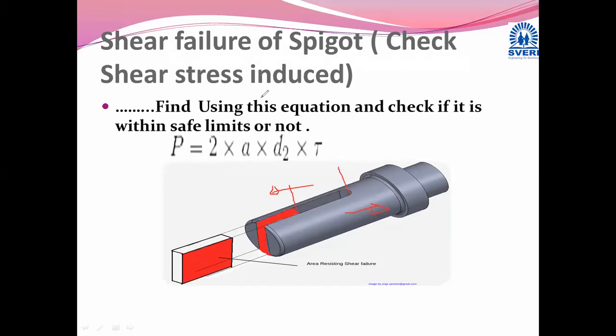And that sheared area which we are going to see here, okay, this area will be resisting the shear. So when we are going to write the formula for the shear stress, this we can write as shear stress is equal to applied force, that is P, divided by the cross sectional area which is resisting to that shear or which is going to shear out.